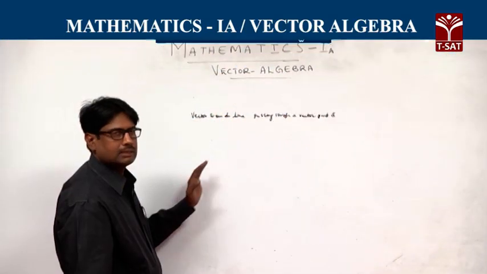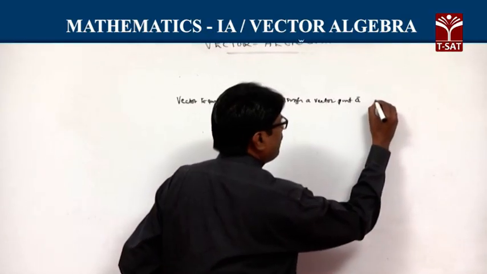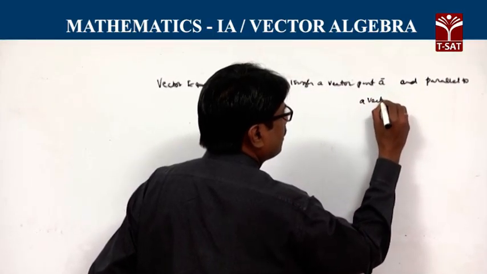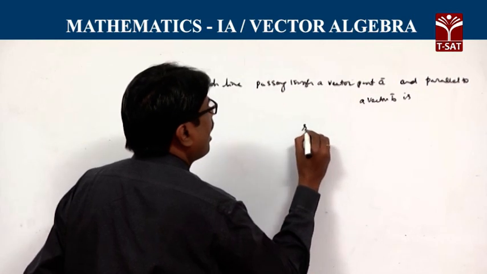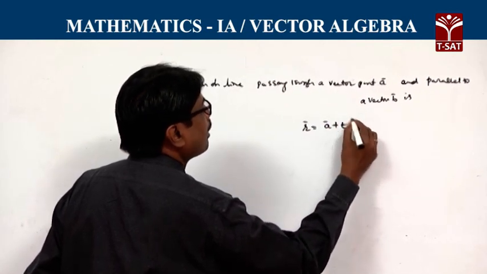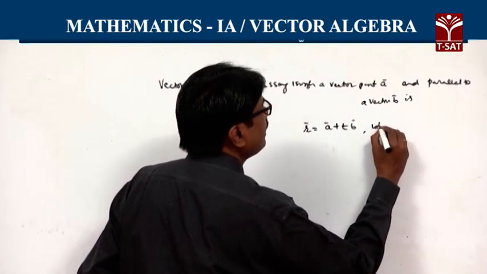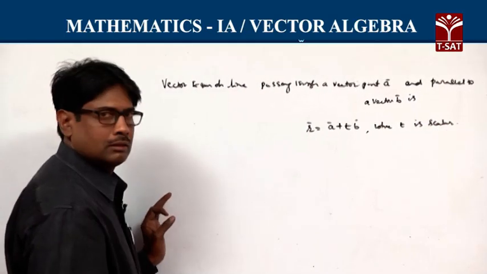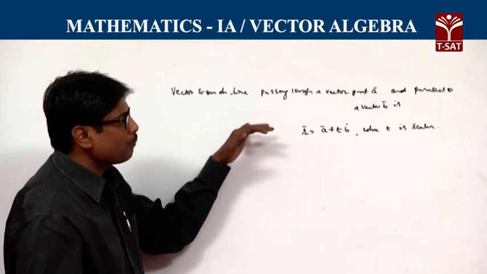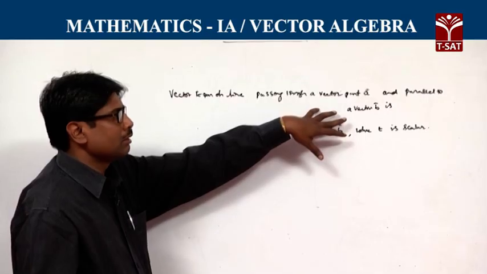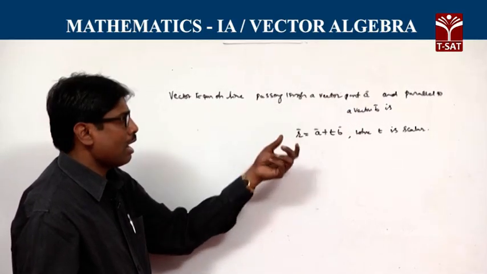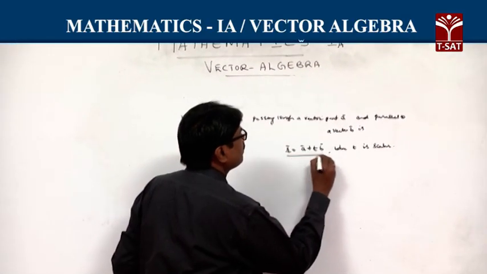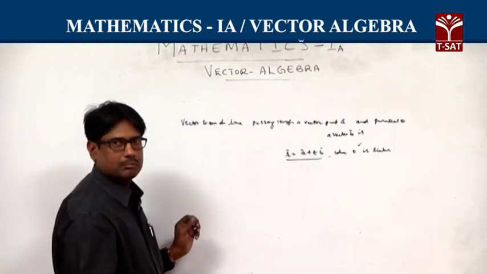Vector equation of the line passing through a vector point A bar and parallel to a vector B bar is R bar is equal to A bar plus T B bar, where T is a scalar. I will repeat: the vector equation of the line passing through a vector point A bar and parallel to a vector B bar is R bar equals A bar plus T B bar, where T is a scalar. That scalar may be any real number.